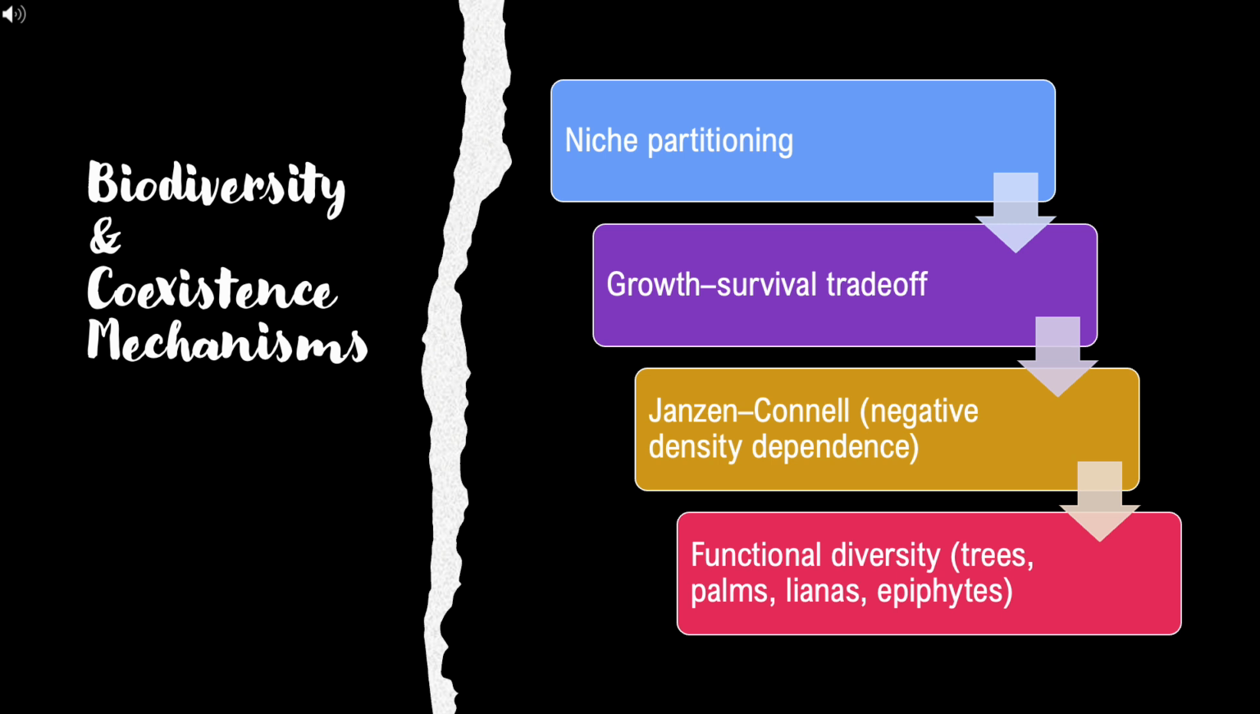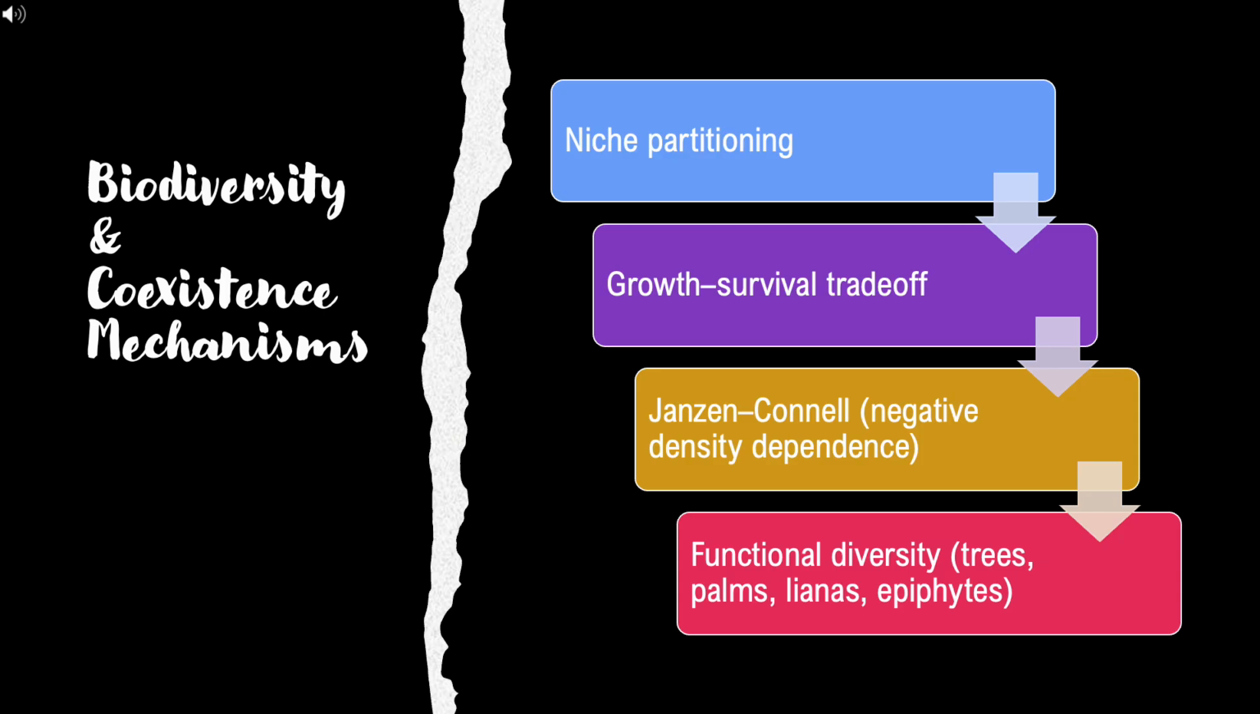The third mechanism, and this one is fascinating, is the Janzen-Connell effect. The idea is that seeds that germinate very close to their parent tree have a high mortality rate because species-specific pests and pathogens concentrate near adults. So seedlings that disperse away from parents are more likely to survive. This effectively spaces species out and prevents any one species from monopolizing an area.